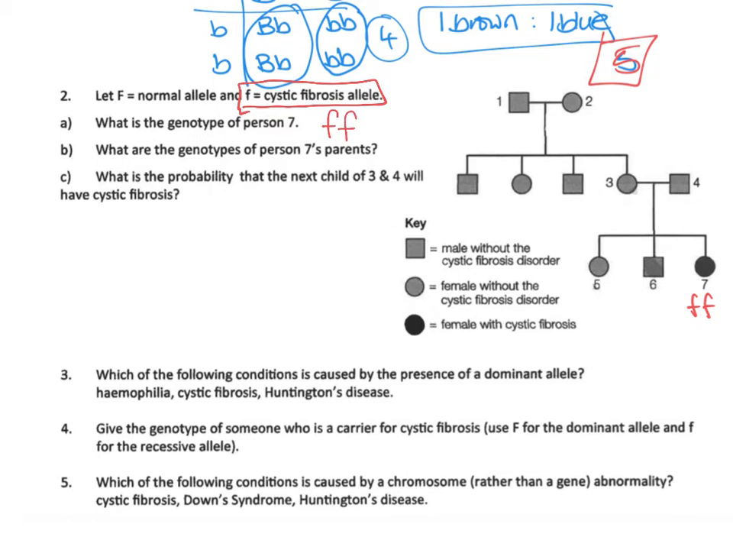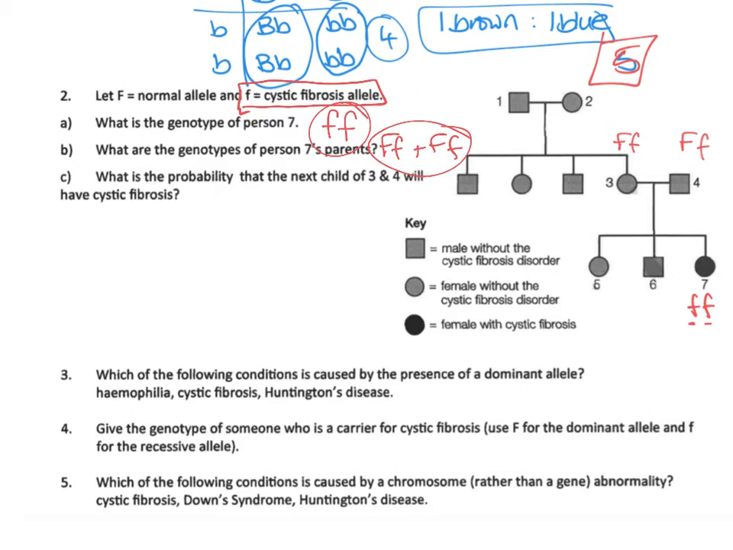Genotypes of her parents, well, they do not have cystic fibrosis, so they've all got 1 big F, but she has got one of those from that parent and the other one from the other parent. So you can either say big F, little f, and big F, little f, or you could say both big F, little f. So 1 mark for this, 1 mark for this.